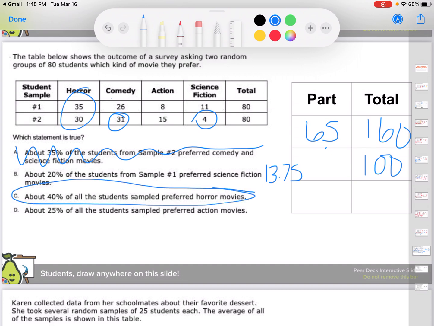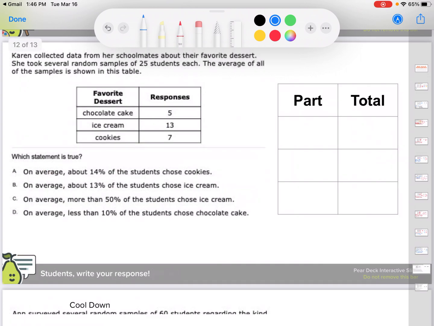And then the last one, it says 25% of all students preferred action. Well, that adds up to 25. No, it doesn't. It adds up to 23. And 23 out of 160 is not going to be more than 25%. All right, so C is my answer.